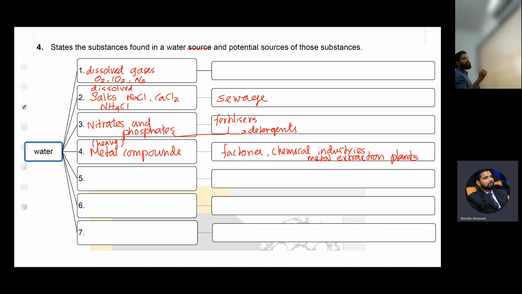and sometimes heavy metal compounds are coming because we are using them as insecticides, weedicides, right? Because unlike fertilizer, these are toxic, right? These are toxic.